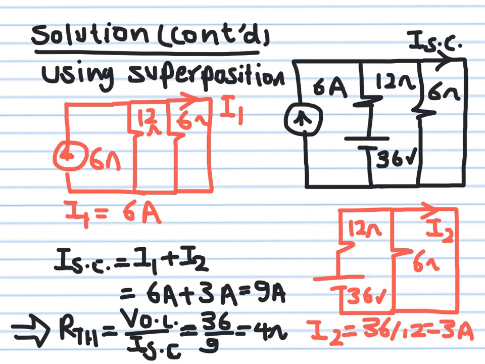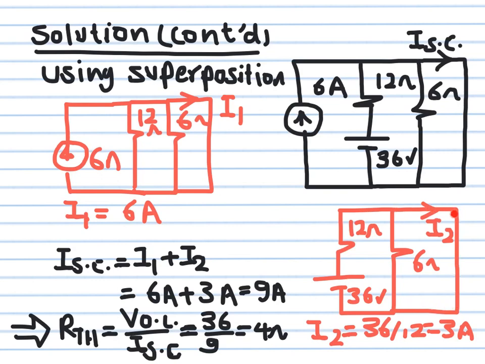Okay, I'm doing superposition, so I have to do a second simulation in which I remove the current source. So this current source now becomes an open circuit, and I keep only the voltage source. So this is how the circuit now looks. And you want to calculate this current here, the current which is flowing in the short circuit.